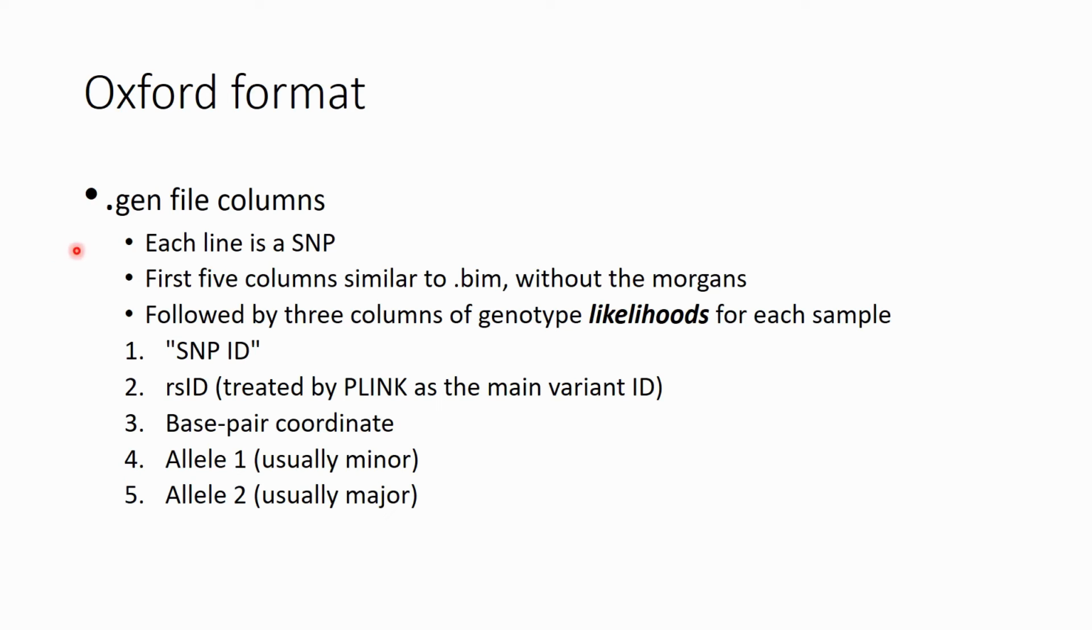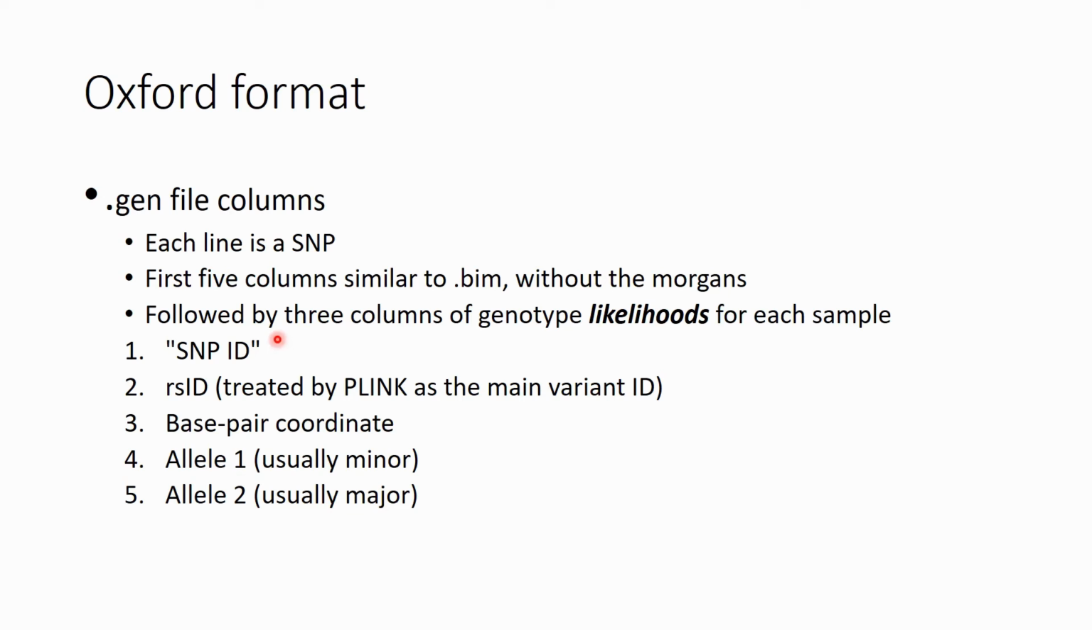Here, each line is a SNP, and similarly to the bim files, there are the first 5 columns indicating the SNP positions. Basically the same as the bim file, just without the Morgans. So this is what I mean. The first one is the chromosome, which is indicated in PLINK in a bit of a strange way, because there are other possibilities, etc.